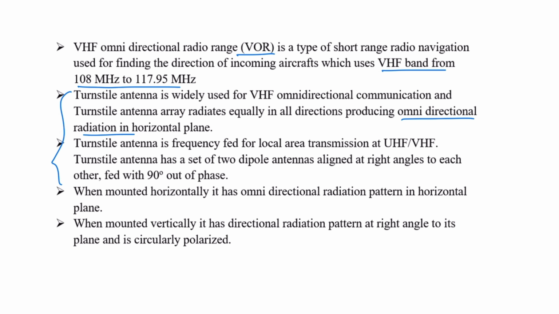Next, some more points. The turnstile antenna is frequency fed for local area transmission at VHF or UHF range. Turnstile antenna has a set of two dipole antennas aligned at right angles to each other, fed with 90 degrees out of phase input signals. When mounted horizontally, this turnstile antenna has an omnidirectional radiation pattern in the horizontal plane. When mounted vertically, its directional pattern is at a right angle to its plane and is circularly polarized. These are the points related to turnstile antenna operating in the VHF band.